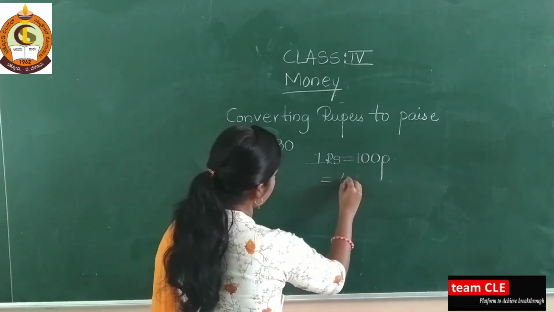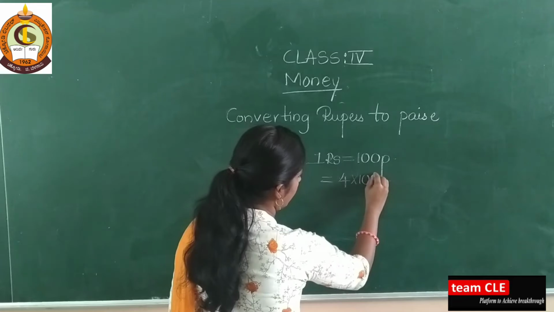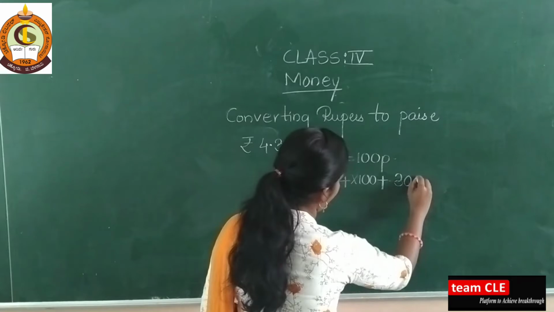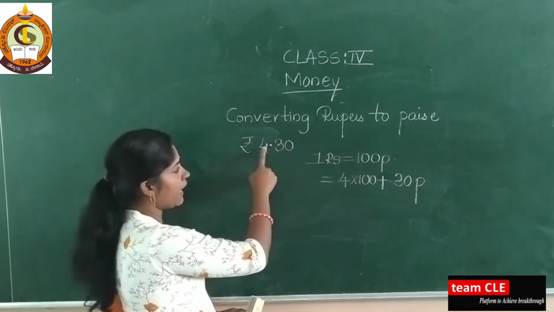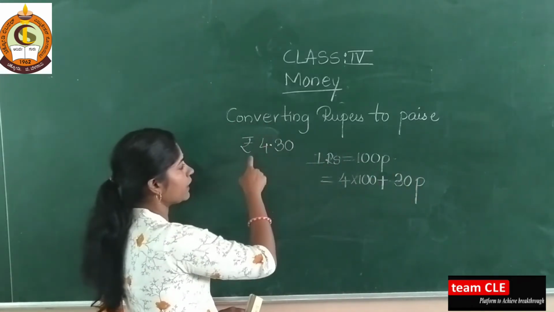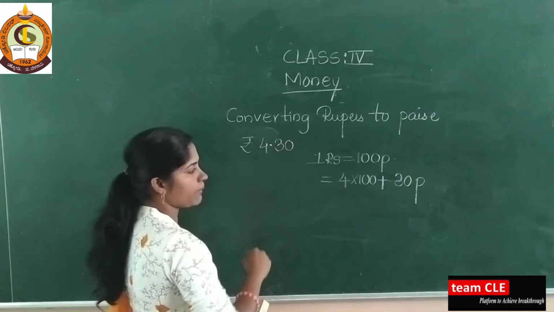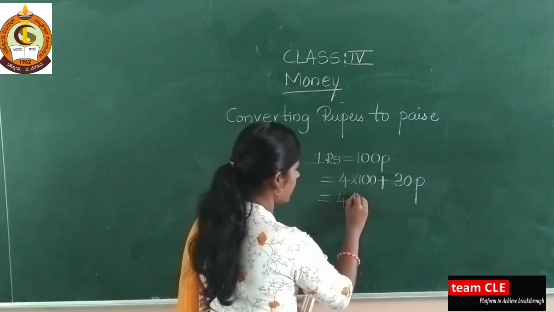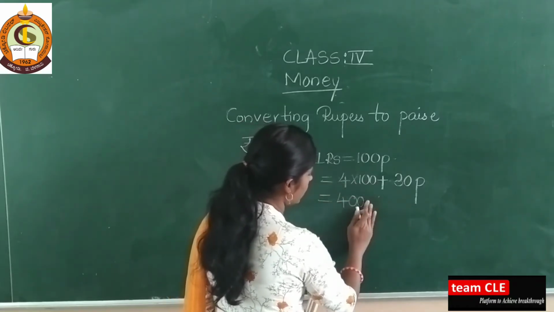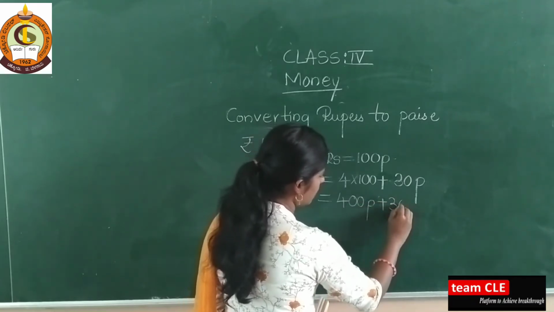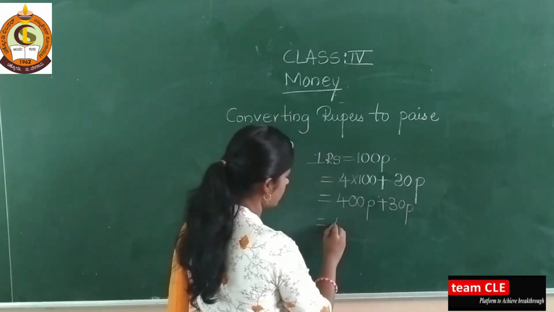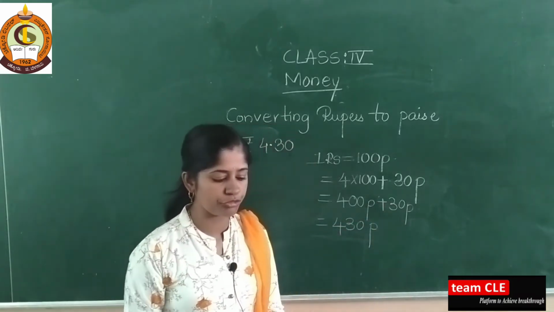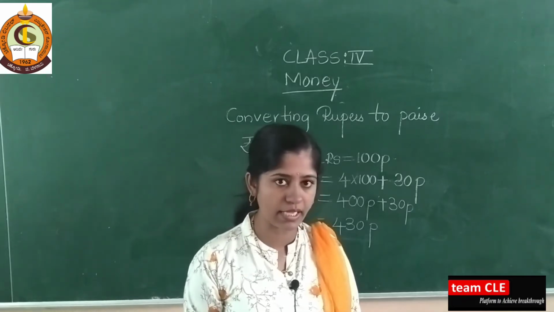Then 4 rupees is equal to 4 into 100 plus how much is there here? 30 paise. Already I told you this is the whole part and this is the decimal part. The whole part represents rupees and the decimal part represents paise. So take here 4 into 100 is 400, plus 30 paise. After adding this you get 430 paise. Clear? So this kind of examples are there in my practice time 1.